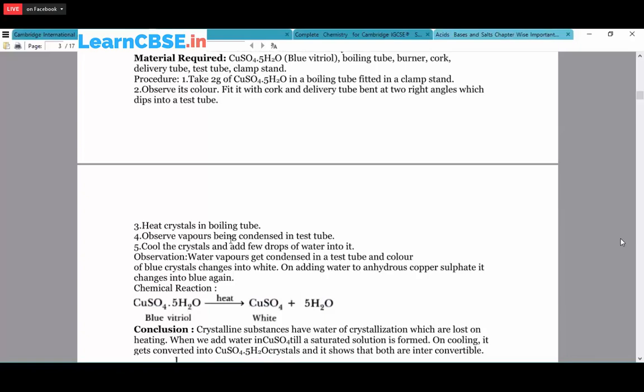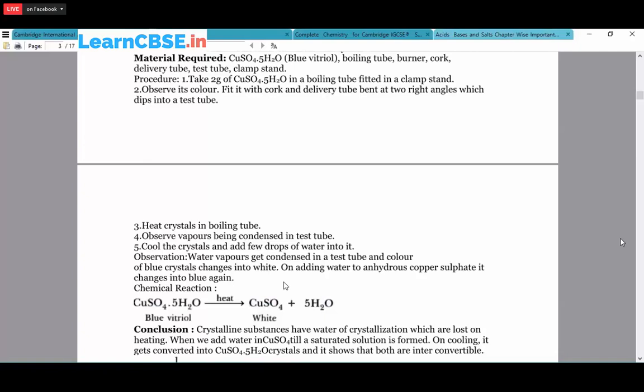Now observe the vapors being condensed in the test tube. So cool the crystals and add a few drops of water into it. Okay. Observations. So the water vapor gets condensed in the test tube and the color of the blue crystals changes into white when we are heating the boiling tube. At the same time, when you are adding water to the anhydrous copper sulfate, it again turns blue. So this we call a reversible reaction because we can convert the reactants to the products and the products to the reactants.